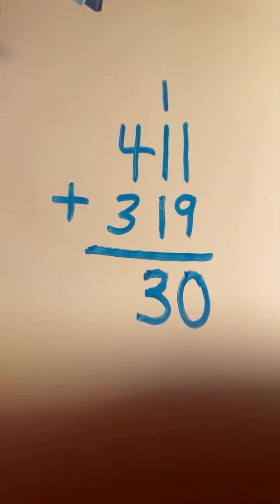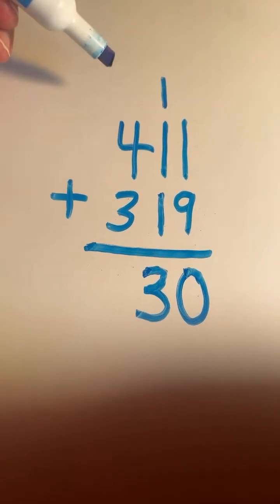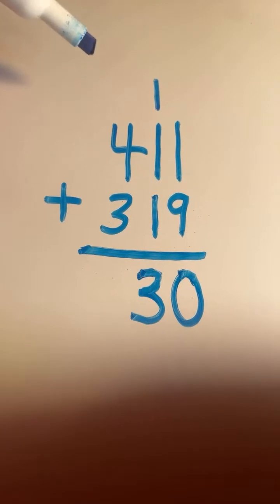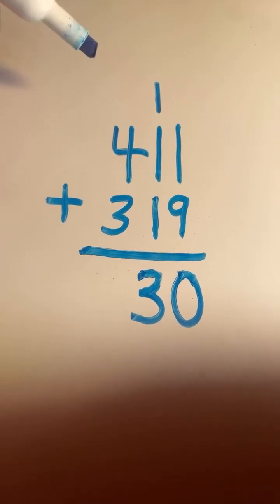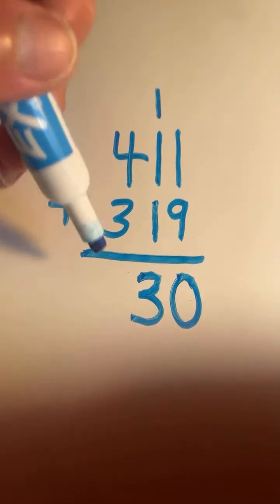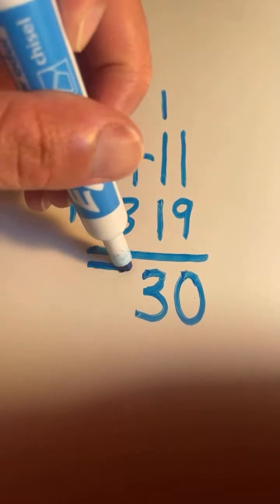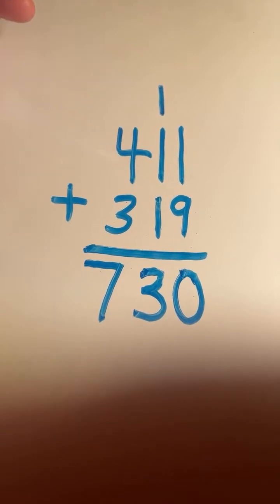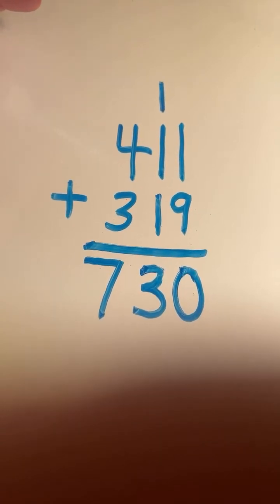Now we don't have to regroup or carry anything over here because our sum is less than 10. We only regroup when our sum is 10 or more. 4 plus 3 equals 7. And we have our final answer. 411 plus 319 equals 730.